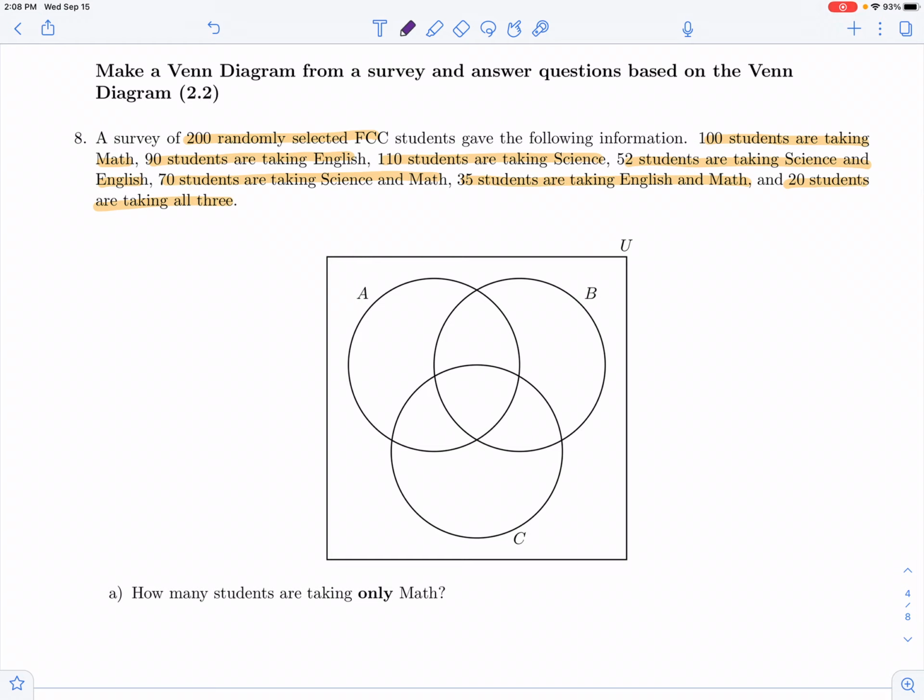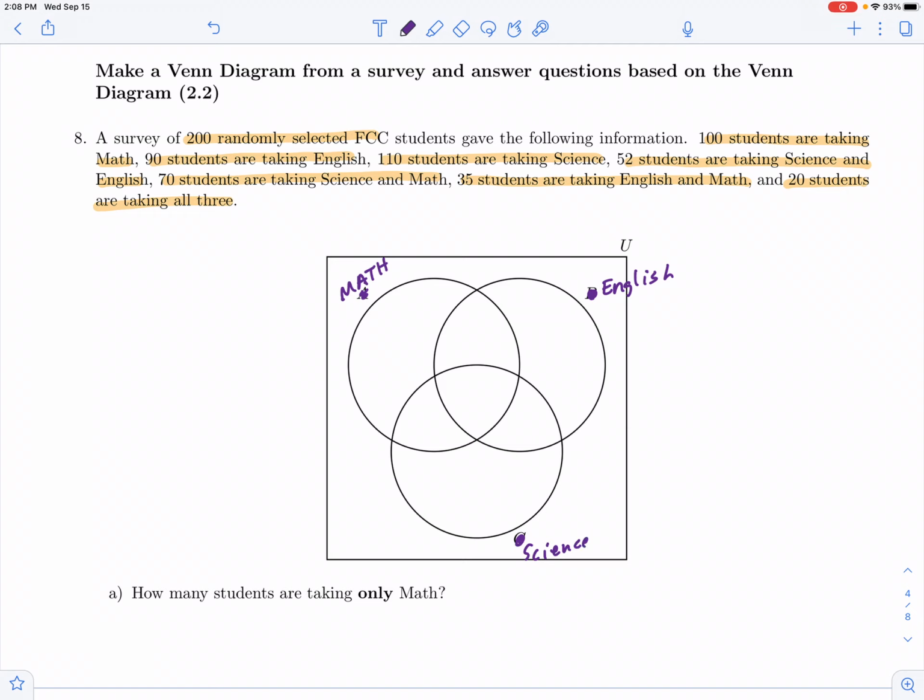For this one, since math was listed first, I'm going to let it be set A. English was listed second, so I'm going to let English be set B, and finally science was listed third, so I'm going to let it be set C.